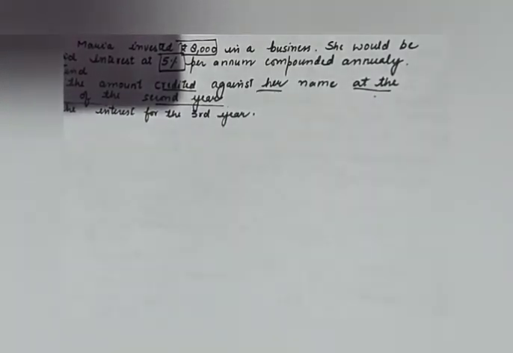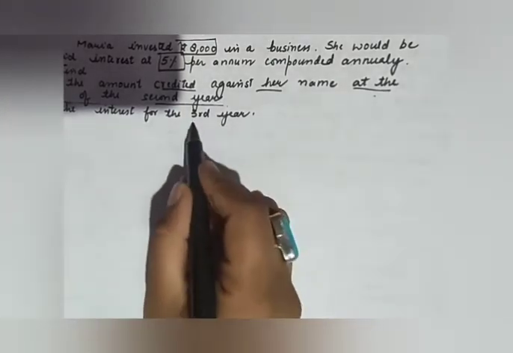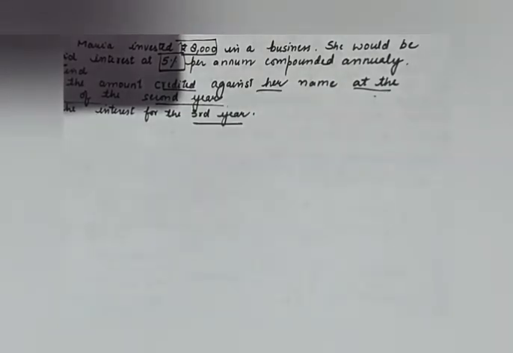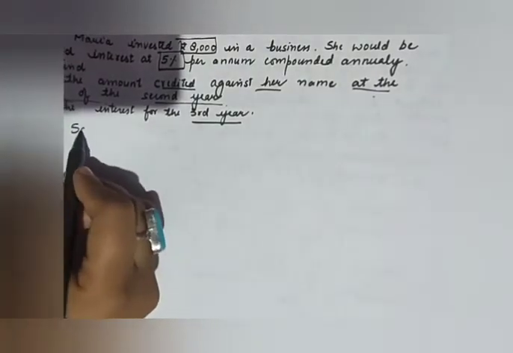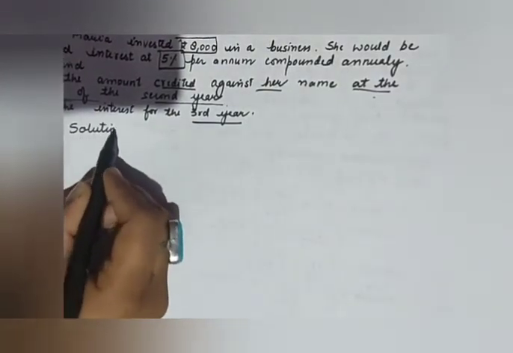It means here you have to find out the amount that she is getting after the second year and the interest for the third year, and you have to calculate interest for the third year also. Now students, definitely we have to apply the formula for amount, because we are going to find out the amount here.